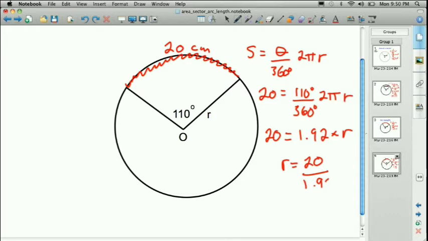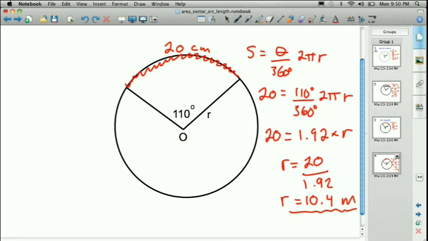So r is equal to 20 upon 1.92. When we divide it, it will come approximately 10 point something, it means 10.4 centimeter. What is the r coming here? 10.4 centimeter is the r of the given figure.